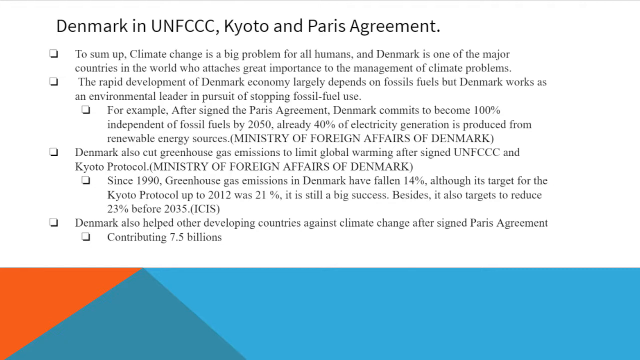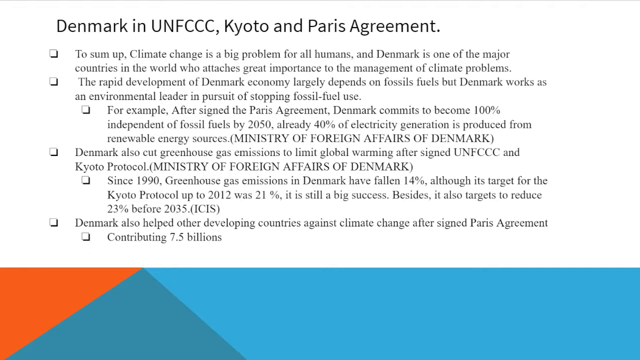There are some Danish policies, for example, after signing the Paris Agreement, Denmark committed to become 100% independent of fossil fuels by 2050. Already 40% of electricity generation is produced from renewable energy sources. Denmark also cuts greenhouse gas emissions to limit global warming after signing UNFCCC and the Kyoto Protocol.